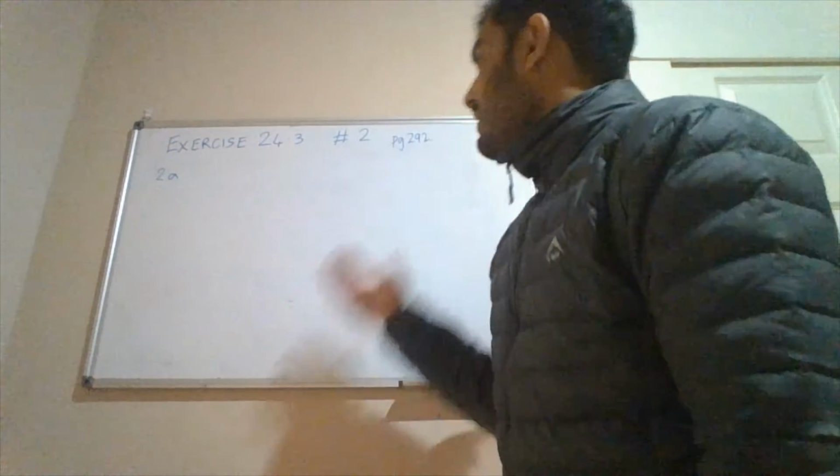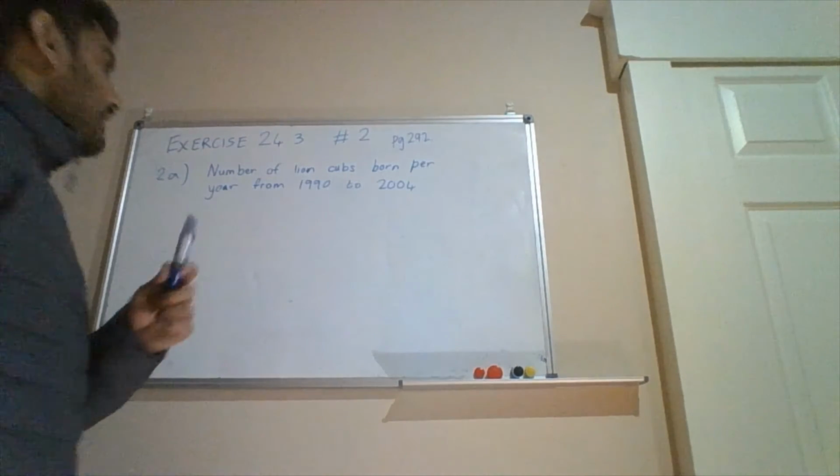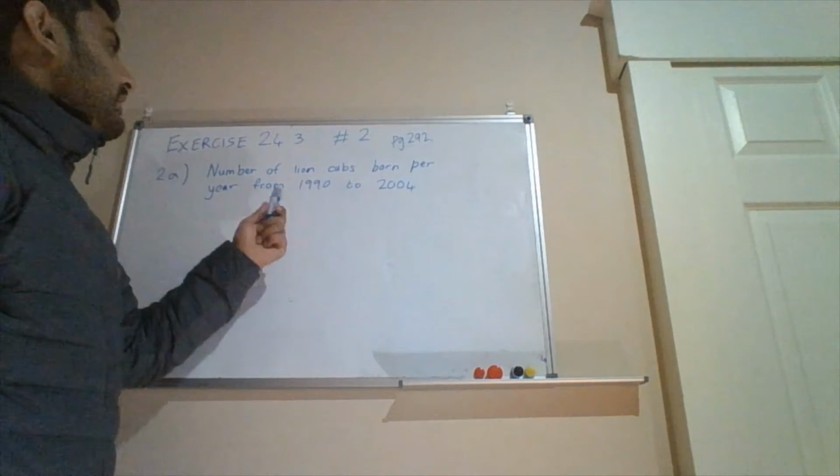Lastly, I'm going to do a problem from exercise 24.3 on page 292, and we're going to look at question number 2. It asks us to consider the data graph, and we can see that on the horizontal axis we have years, and on the vertical axis we have number of lion cubs. So this shows us how the number of lion cubs changes over the years. Question 2a asks us what the data represents, and we would say number of lion cubs born per year from the years 1990 to 2004.